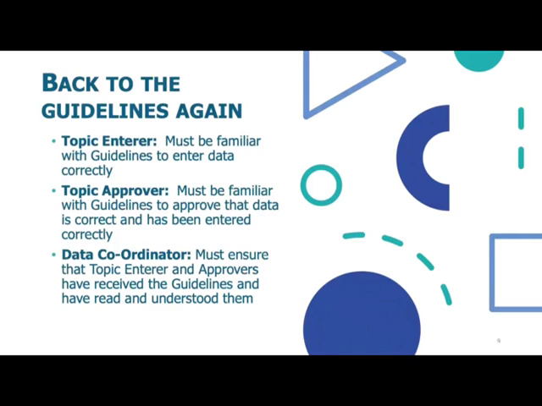In returning to the 2020 Performance Indicator Guidelines again, it is very important that the topic enterer is familiar with the guidelines so that they can ensure that the data is being entered correctly on the LGReturns system. Similarly, the topic approver must be familiar with the guidelines also so that they can approve that the data entered is correct and that it has been entered correctly. At the overall level, the data coordinator must ensure that the topic enterers and approvers in their local authorities have received the guidelines and have read and understood them correctly.